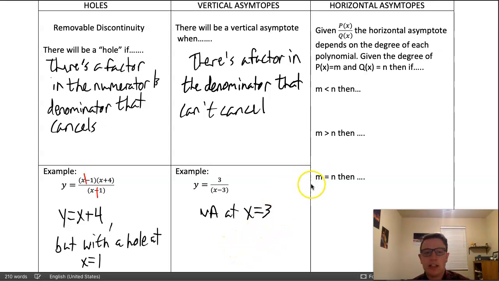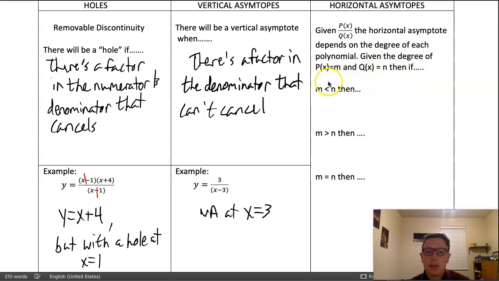And our last one here is the most confusing. It's called horizontal asymptotes. These are the ones where we get close to the lines going in y, but they never touch. So if we have p over q, this is our rational function, we have something on the top divided by something on the bottom. The horizontal asymptote depends on the degree of each polynomial.